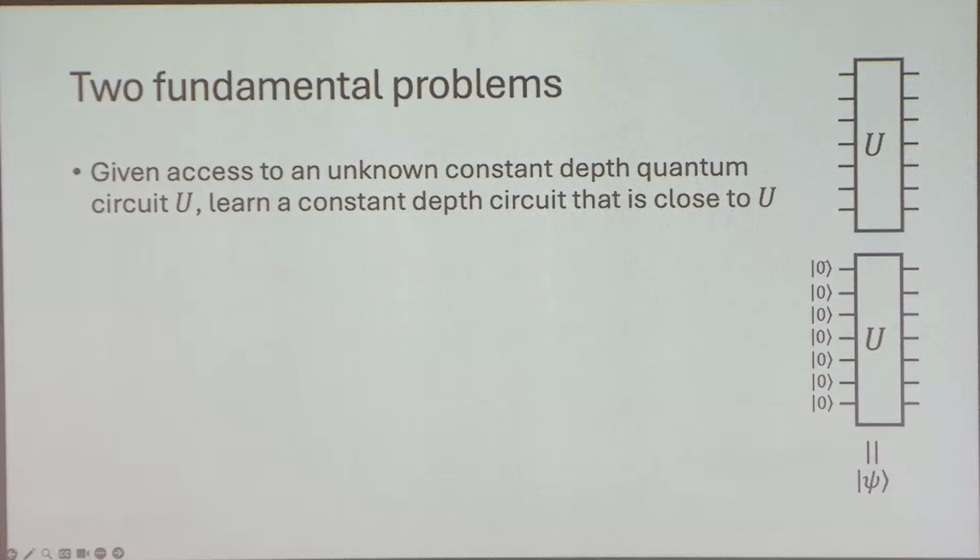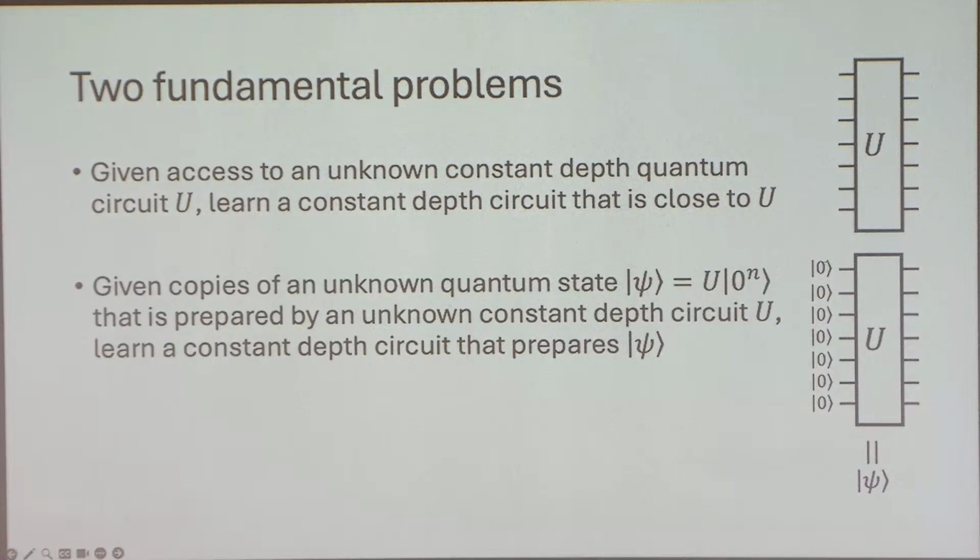Here's the second problem, which is a bit different. Now we are given copies of an unknown quantum state psi, which is prepared by some unknown constant depth circuit U, as shown in this second picture. And now the goal is to learn a constant depth quantum circuit that prepares psi. So the learning algorithm can just measure copies of psi and then try to figure out a description of psi.